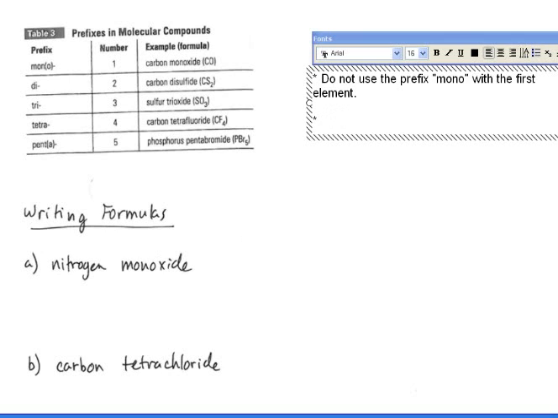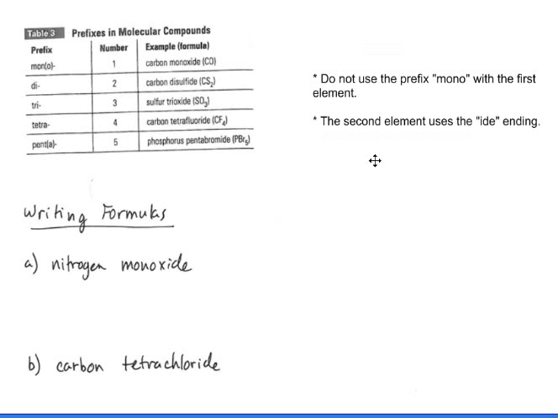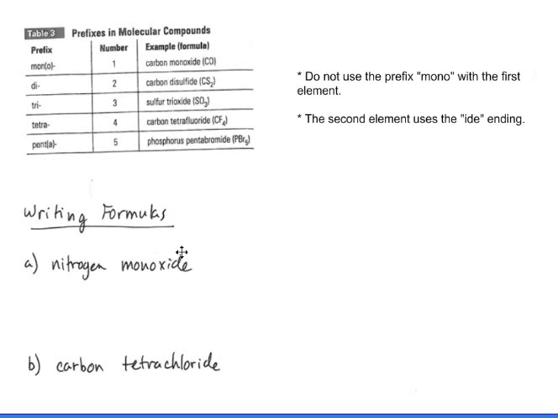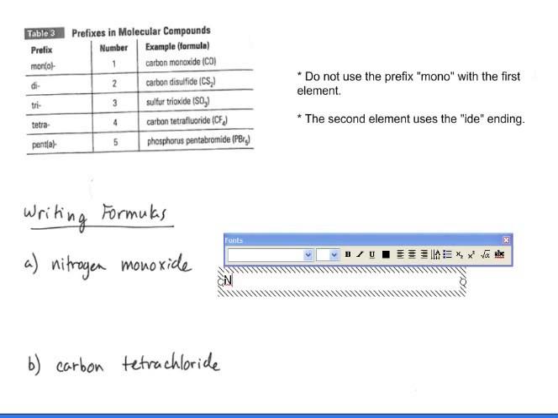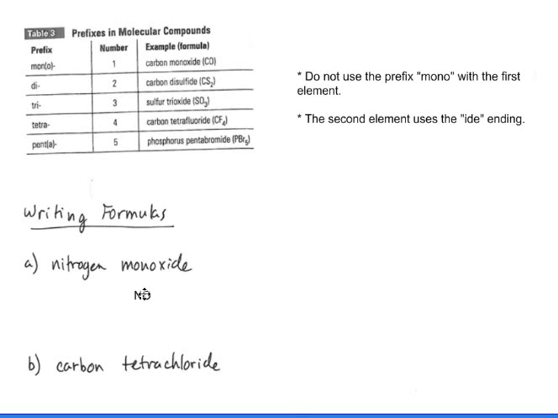And another thing to note, the second element uses, as you can see, the "ide" ending, just like we did previously there. You'll notice that they all end in "ide," so we use that form there. So nitrogen monoxide. Nitrogen, of course, is N, oxide is O, and we're told here it's how many oxygens? Just one. So it's just simply NO. That's the formula for nitrogen monoxide.